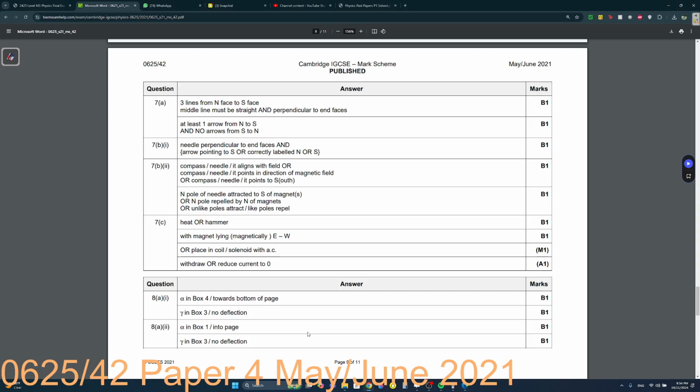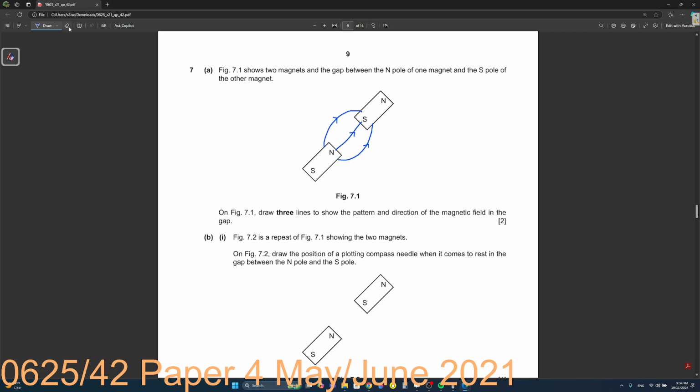Let's check the answer. Three lines from N to S face. The middle line must be straight and perpendicular to the end faces. At least one arrow from N to S, no arrows from S to N. Okay, so that's the 2 marks. Again, this one has to be straight. Like you need a ruler for this. I'm gonna try my best to make it straight, and it also has to be perpendicular. Oh, that ain't straight. But please make it straight.